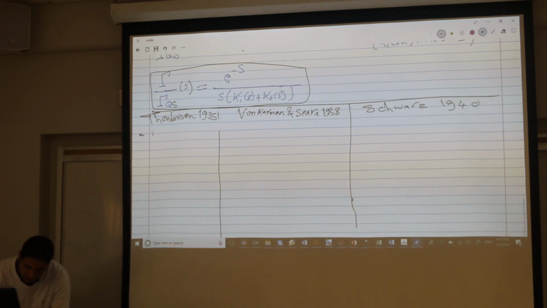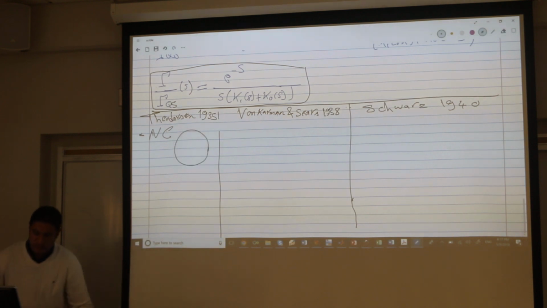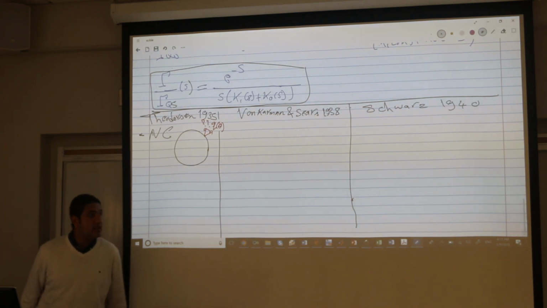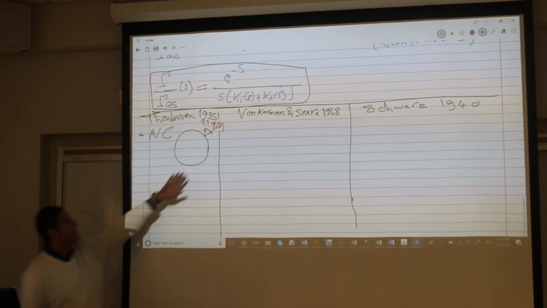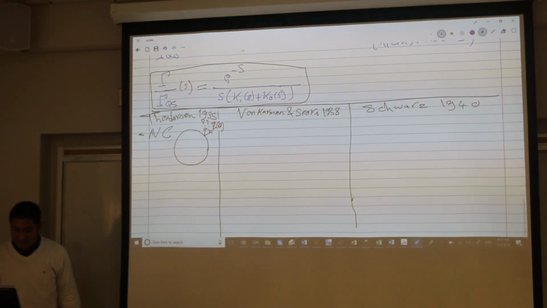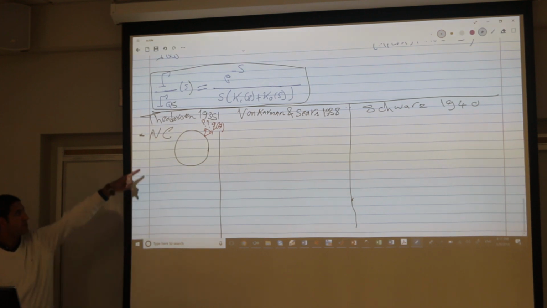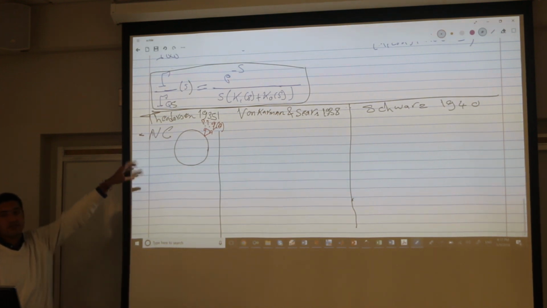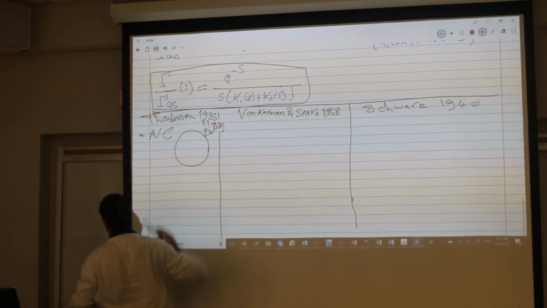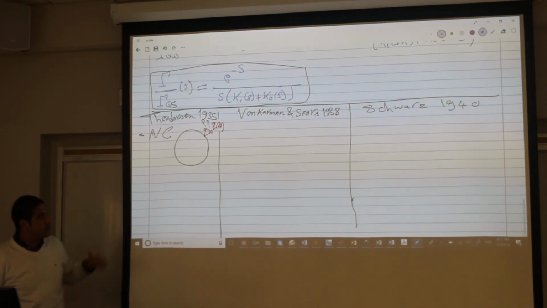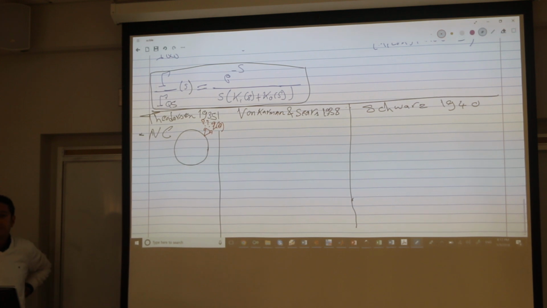Theodorsen divided the flow into non-circulatory and circulatory parts. For the non-circulatory part there is no circulation, so he has to introduce something non-circulatory, a singularity. The singularity he introduced is a source distribution. Whenever you introduce a singularity, it's unknown. How do we get it? What's the condition used? Do you remember? If you have this cylinder moving up and down and I tell you to determine the source distribution, what condition will you use?